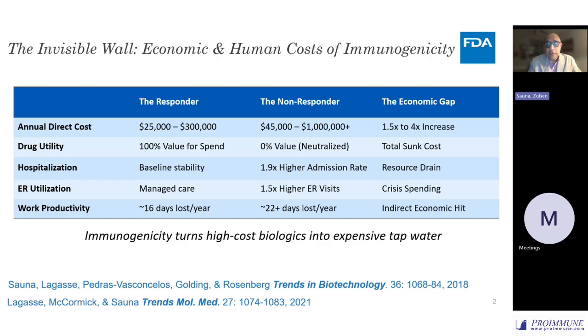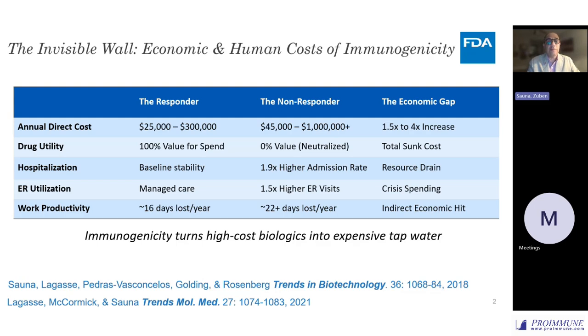When a drug stops working because of immunogenicity, there is increased hospitalization, and that's essentially a resource drain. And there is greater utilization of emergency rooms in the US. In other countries, there are similar kinds of other avenues that are visited, and that extra managed care results in crisis spending for the patient or for the healthcare system.